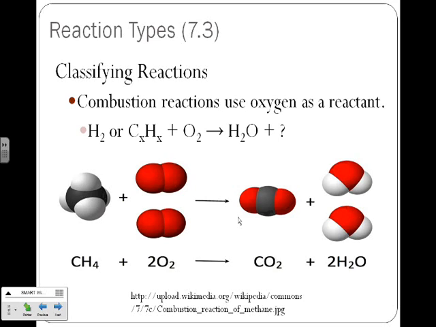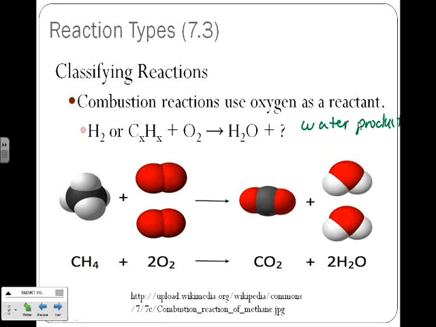Now let's look at combustion. Combustion reactions use oxygen as a reactant, but I need you to add something to your notes here. I need you to add that they also have water as a product. Okay, so that's going to be your trick to know when you've got combustion. You're going to have oxygen as a reactant and water as a product. So make sure you know that. If you only have one of those things, you do not have combustion.